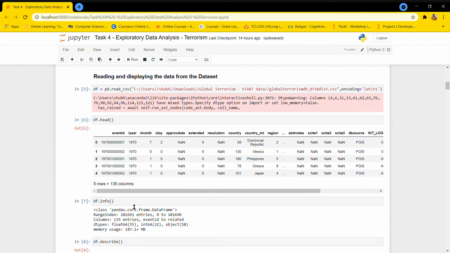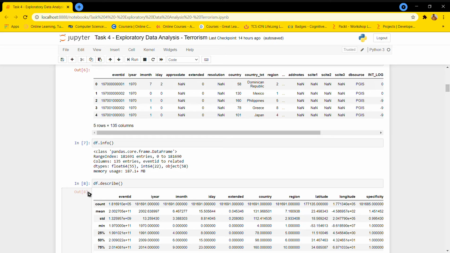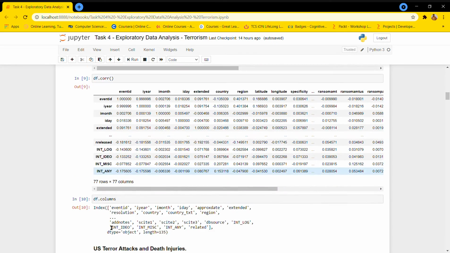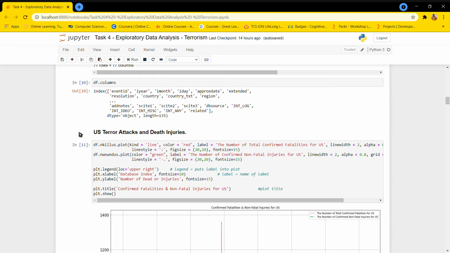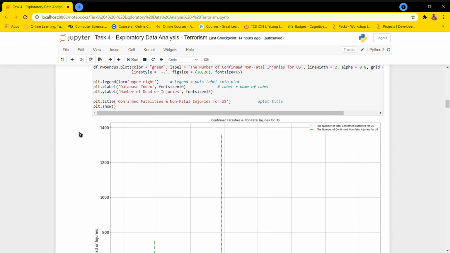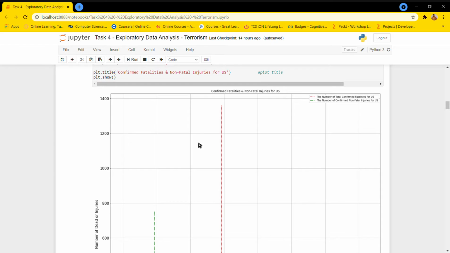Then I got all the required information from the dataset using pandas, and then I started finding terror attacks and death injuries. I found the data for the number of total confirmed fatalities for the US and the number of confirmed non-fatal injuries for the US. I started plotting a graph between the number of dead or injured and the date index with the help of matplotlib. So it shows confirmed fatalities and non-fatal injuries from the US.